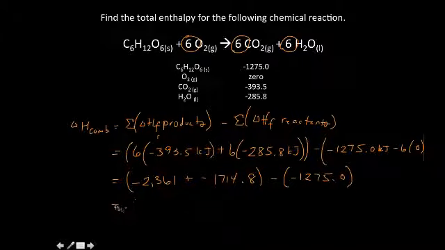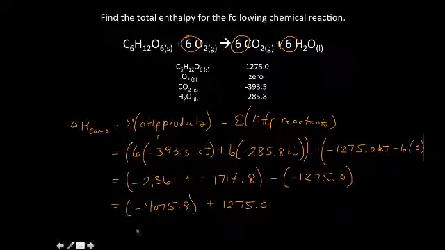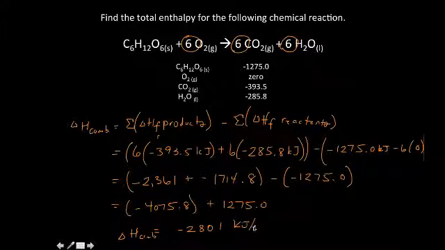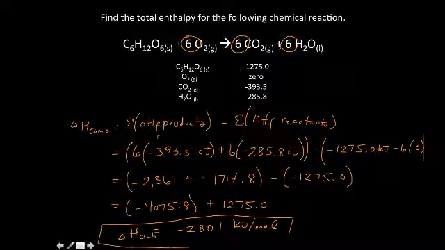We'll go ahead and add this section together here for you, and we get negative 4,075.8. We're going to now add that, subtracting a negative number. Add that to 1275.0. And when we do all that, we find out that our combined heat of reaction is actually going to be equivalent to negative 2801 kilojoules per mole. So those are really straightforward problems.